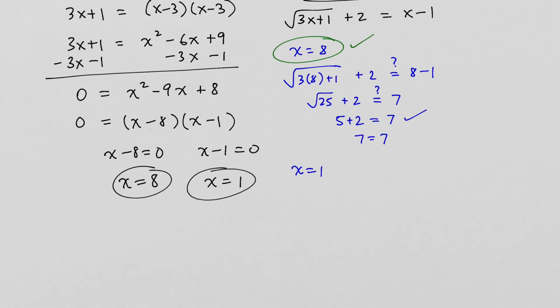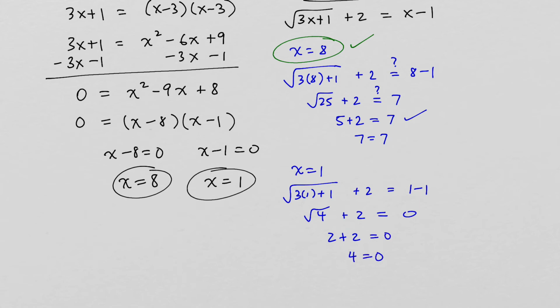When we check x equals 1, we do the same thing. We're going to plug in 1 for x on both sides of the equation. And this is going to give us the square root of 3 times 1 is 3 plus 1 is 4 plus 2 is equal to 1 minus 1, which is 0. And this says that 2 plus 2 equals 0, which says 4 equals 0. And this is clearly not true. And so this means the answer x equals 1 does not work.